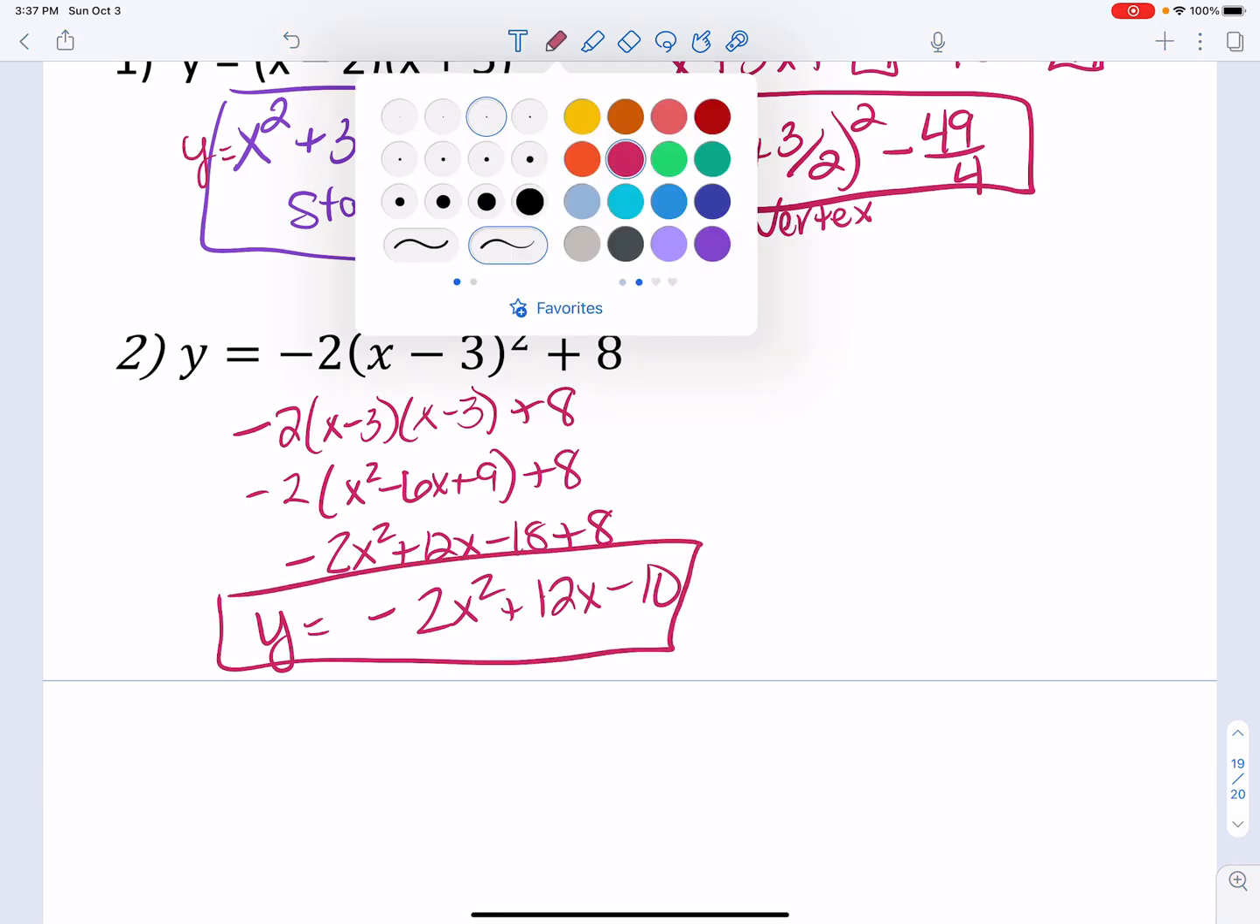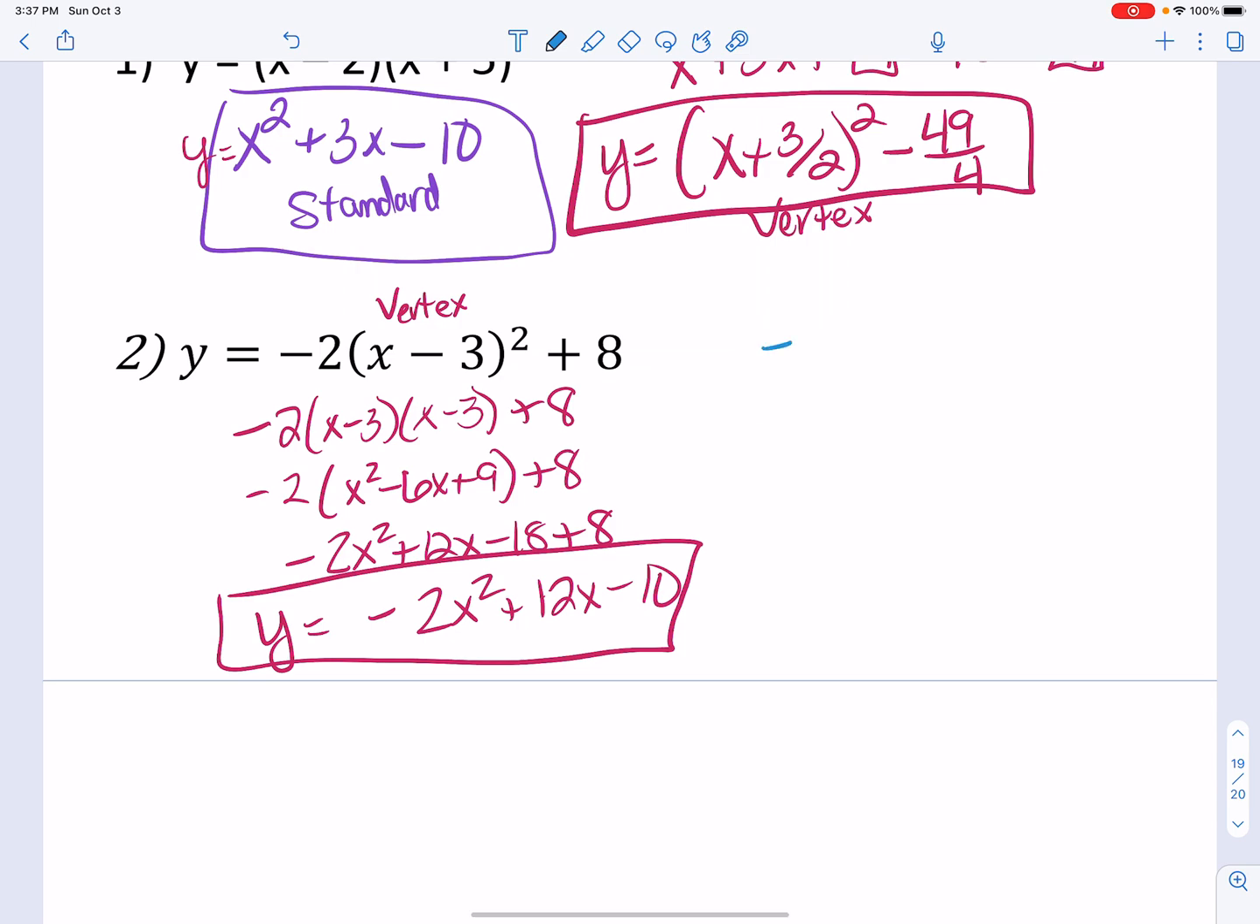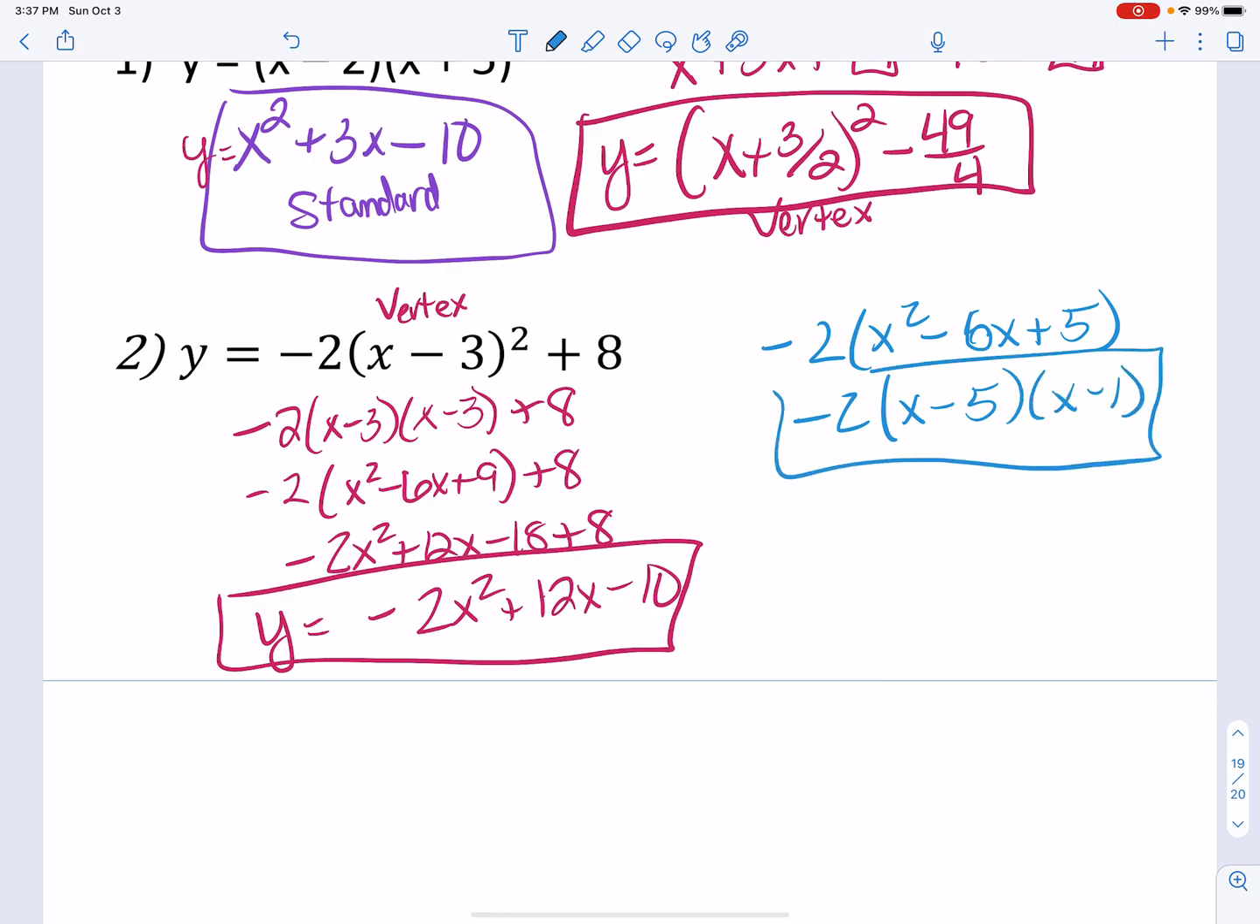So now I'm going to move that into factored form. So I would take out a negative 2. And then factors of 5 that add up to a negative 6 are a negative 5 and a negative 1. Okay, and so I think we did ones like this on Friday. I'm just reminding you this is what the quiz is over.